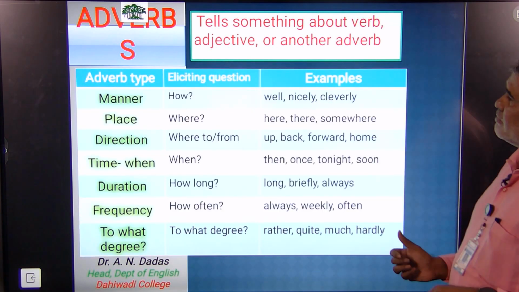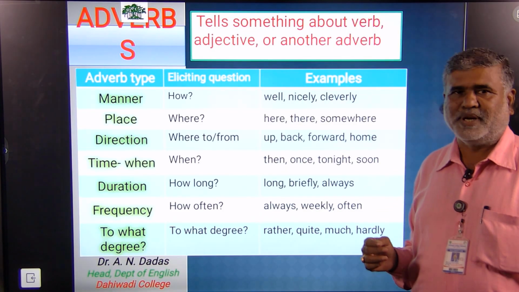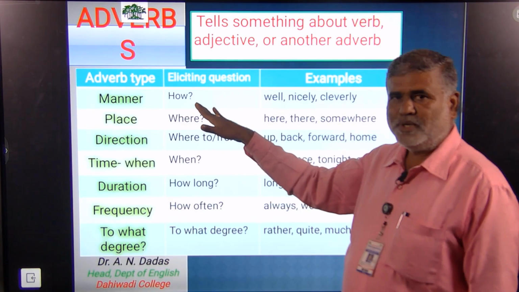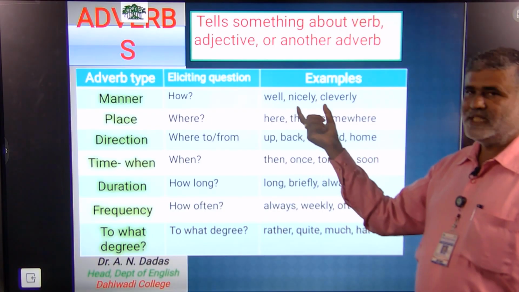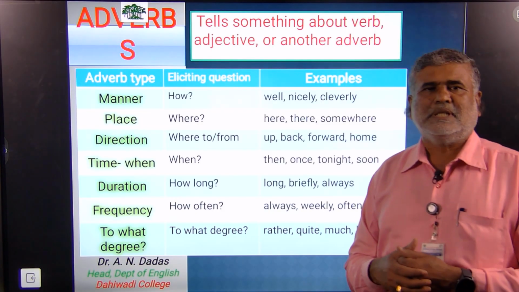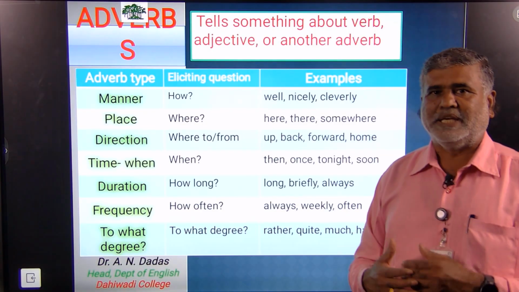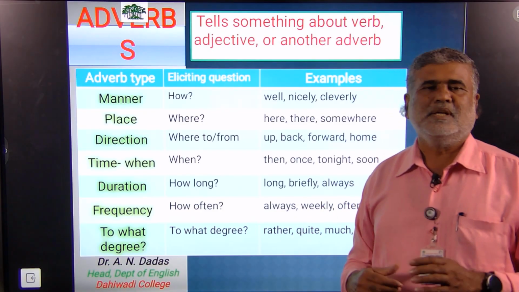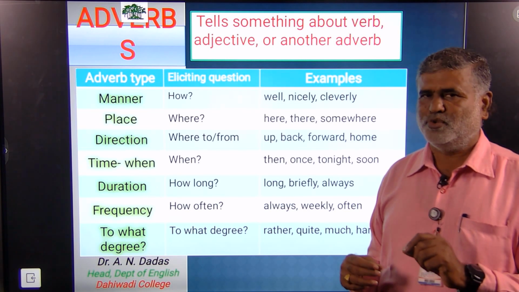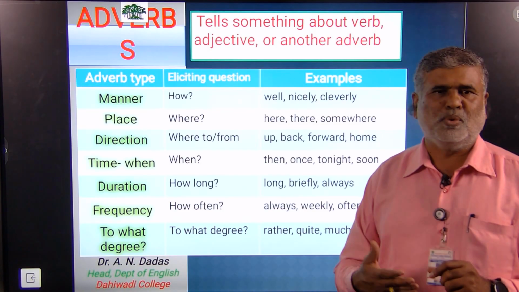There are different kinds of adverbs. For example, adverb of manner, when we ask the question how, and we have the examples like nice, well, or nicely. Another adverb type is place. For example, where, and you have the words here, there, somewhere. Then there is adverb of direction, where to and where from. For example, up, back, forward, home.